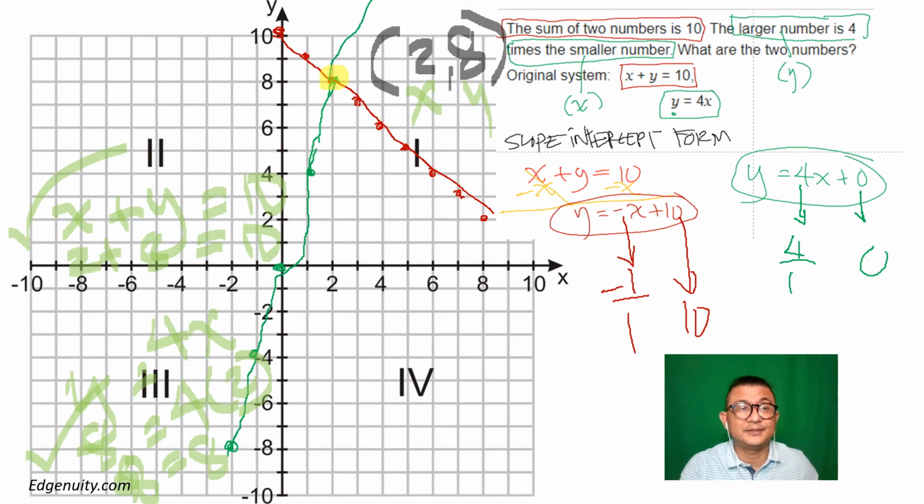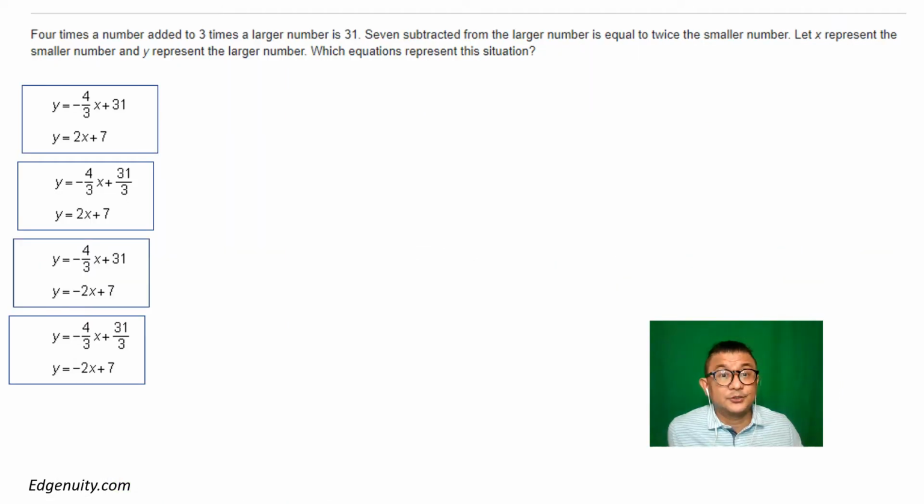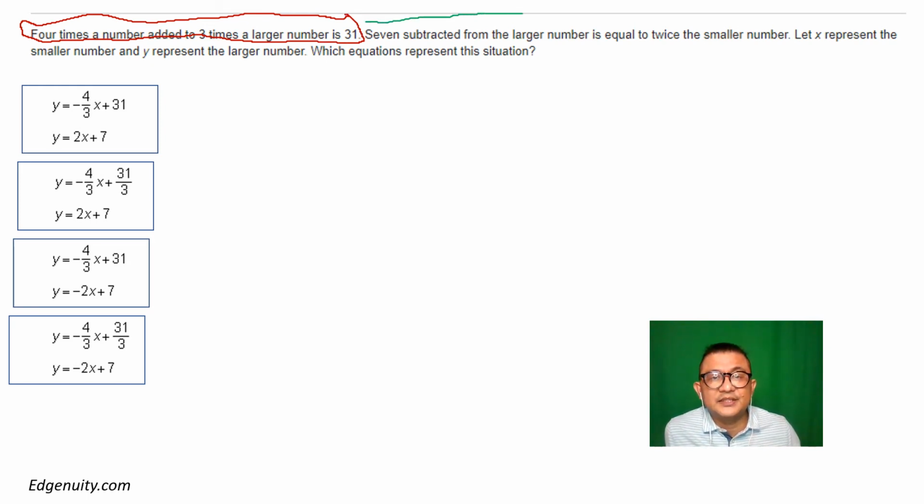2, comma 8. Okay, let's try this ingenuity problem. 4 times a number added to 3 times a larger number is 31. That is the first equation. There's a second equation. 7 subtracted from the larger number is equal to twice the smaller number. Okay, so that's the second equation.